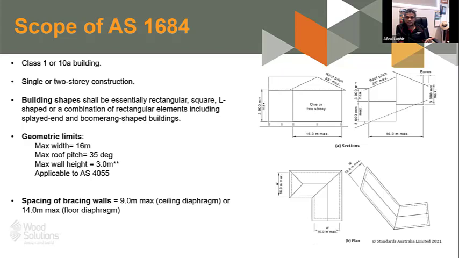There are also some geometric heights that are applicable to the wind loading code that you'll be using. AS1684 allows two pathways to determine the wind classification. We'll look at that shortly. But within that, if you're using AS4055, then there are other geometric limits that you have to satisfy as well. And then spacing of bracing walls is another limitation in AS1684, which is obviously directly connected to wall bracing. We will look at that as well. An effective structural ceiling, roof or floor diaphragm must be available to transfer racking loads between bracing walls.